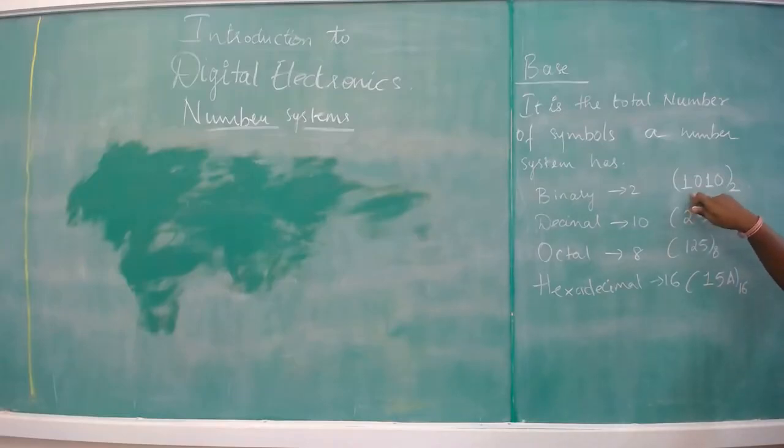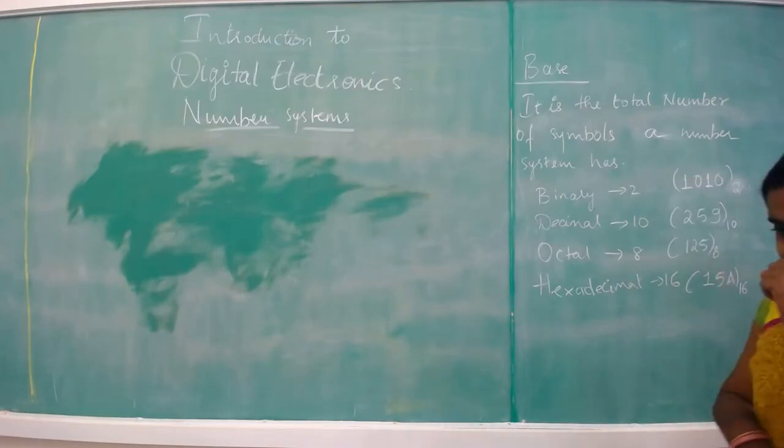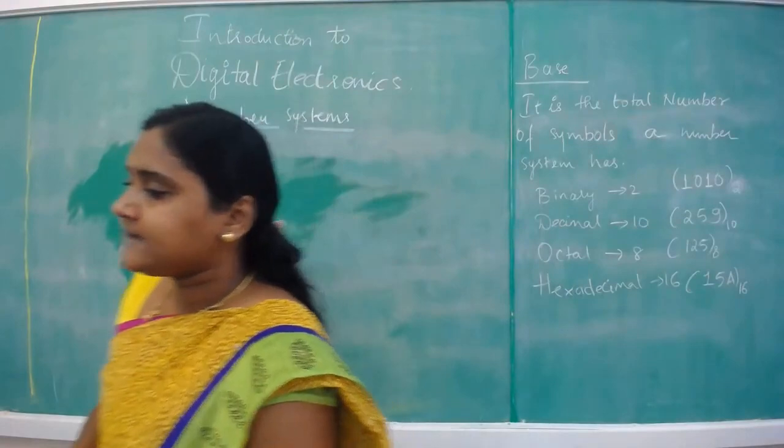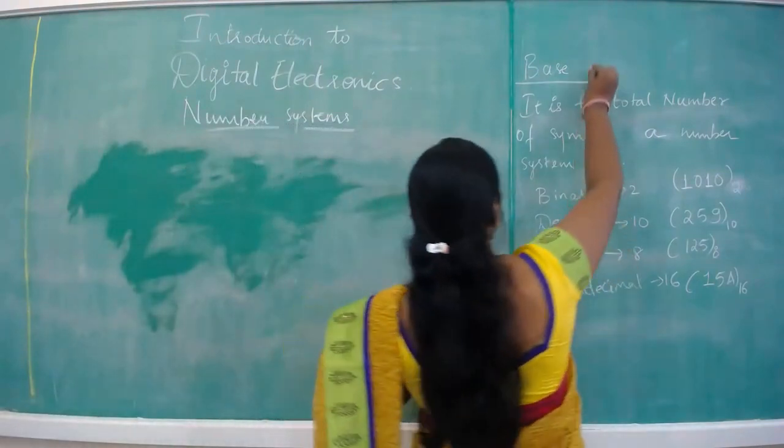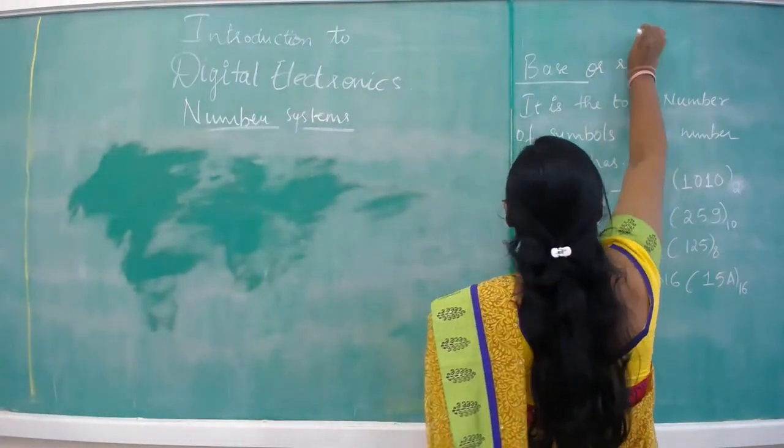See, this number in decimal becomes 1010. If we write this just by changing the base, if I write base 10, then it becomes the number 1010. But if I place base 2, this becomes a binary number, and in binary this simply becomes 10. How it becomes that, we'll be studying in detail, okay? So this is about the base. Base or radix. This is also called radix.